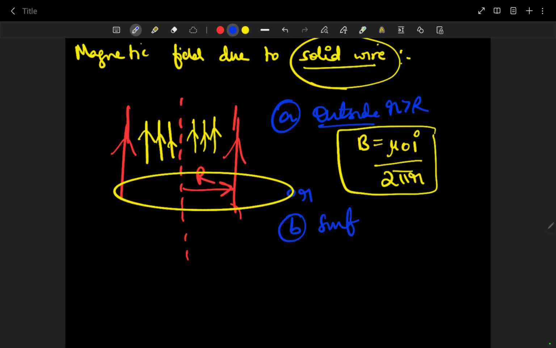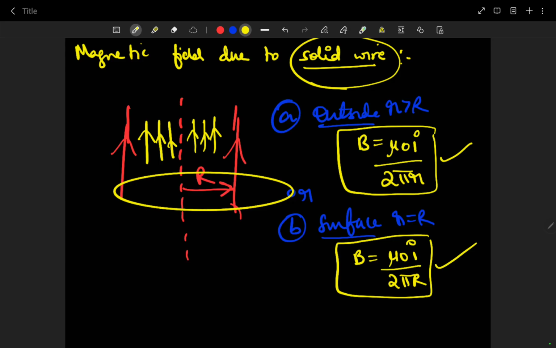Now for the surface also, you know that r will be equal to R. So you can just make a minor change and it will be similar. So these expressions for hollow wire and for solid wire, solid and hollow infinite wires, will remain the same. Something that will change is the inside expression, where the inside case is small r less than capital R.